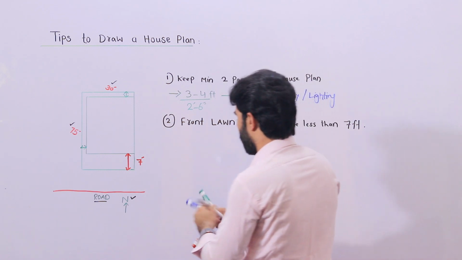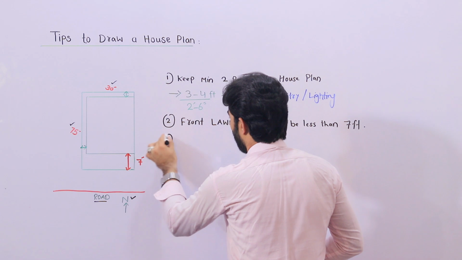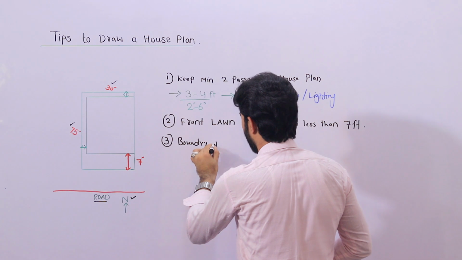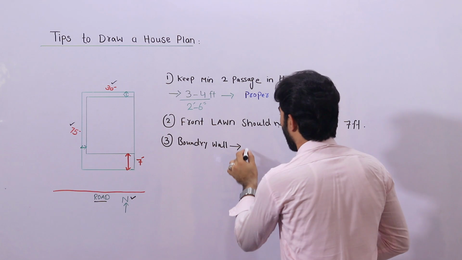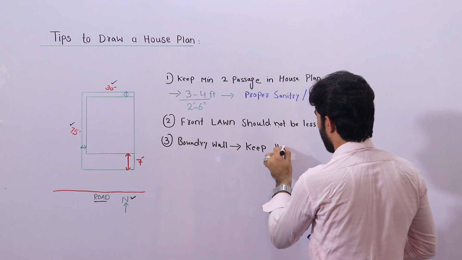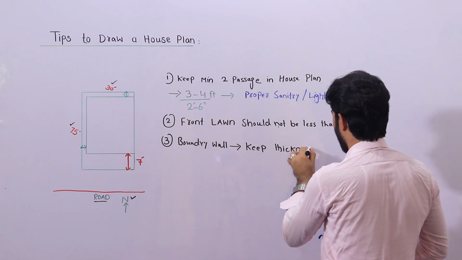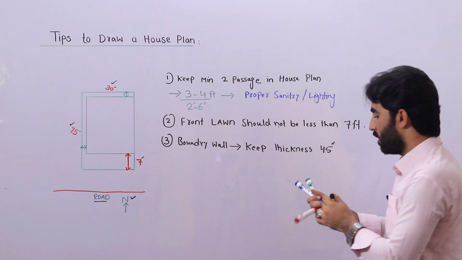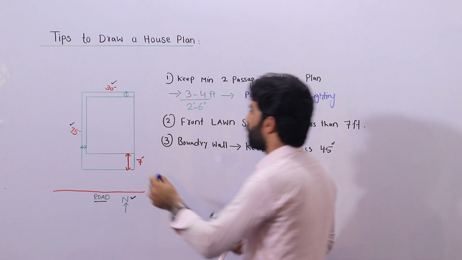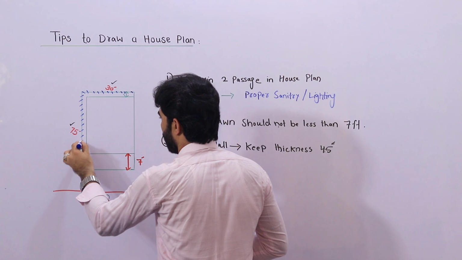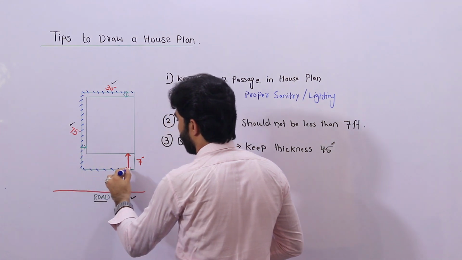The third step is the boundary wall, okay? For the boundary wall, keep the thickness at 4.5 inches. 4.5 inches, because these are boundary walls, okay? As you can see here, this is a boundary wall, this is a boundary wall, and this is also a boundary wall.